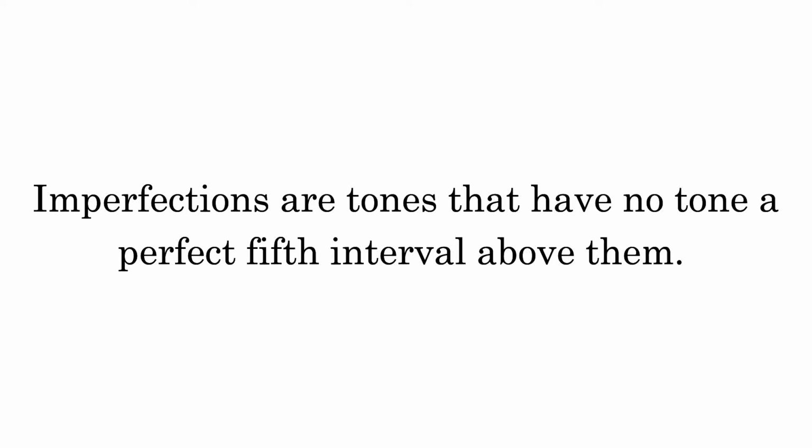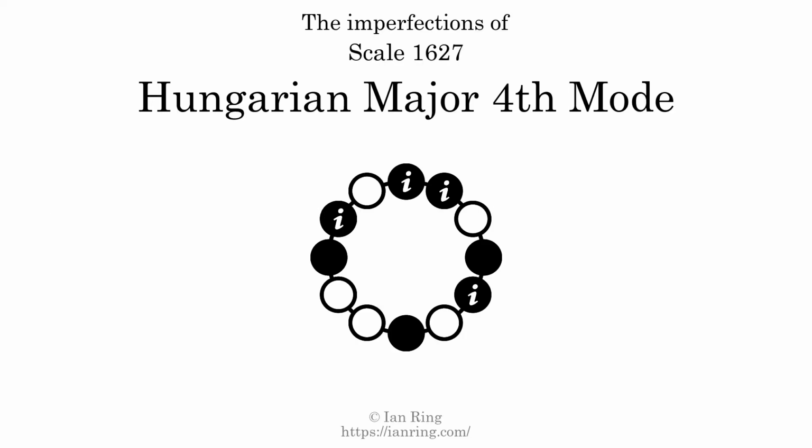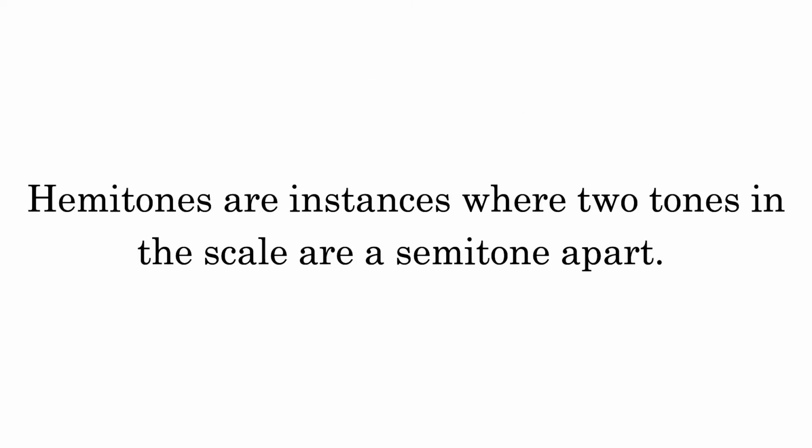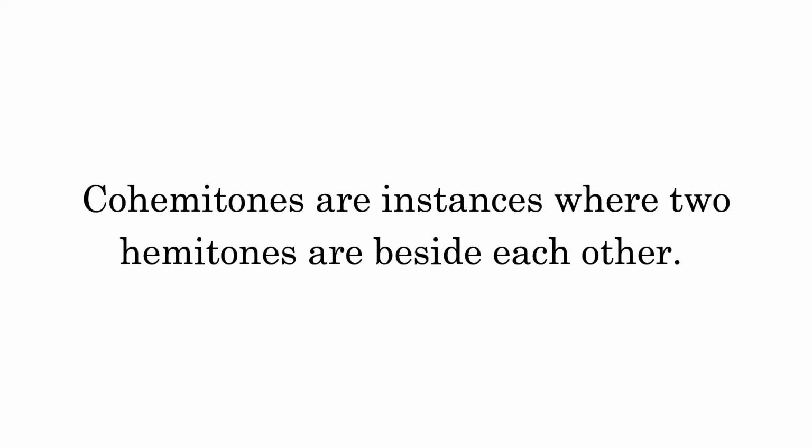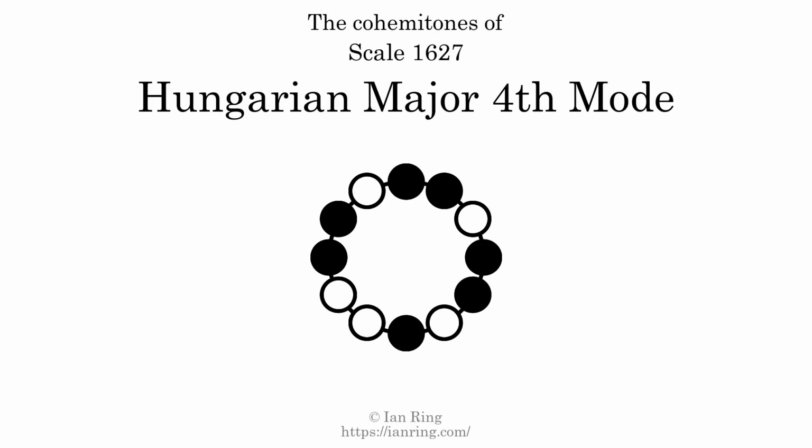Imperfections are tones that have no tone a perfect fifth interval above them. This scale has 4 imperfections. They are at positions here, here, here, and here. Hemitones are instances where 2 tones in the scale are a semitone apart. This scale has 3 hemitones. They are at positions here, here, and here. Cohemitones are instances where 2 hemitones are beside each other. This scale has no cohemitones.